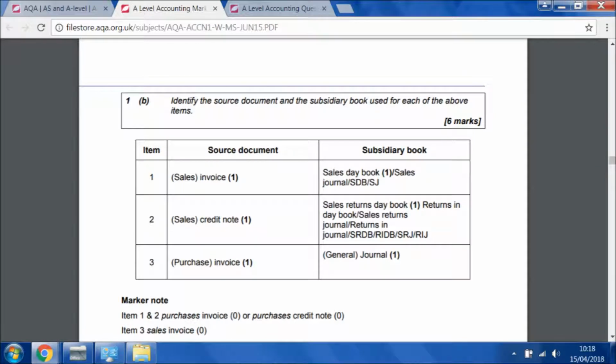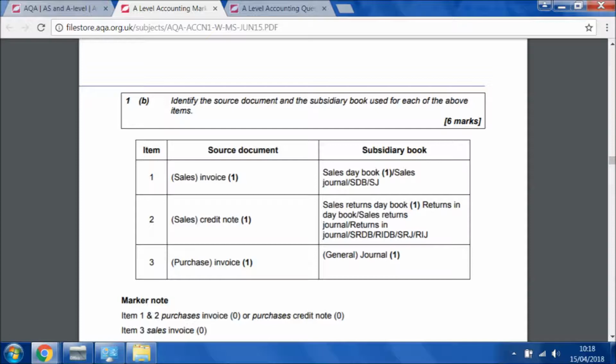The source document for item 1 now is a sales invoice. We are Richie Skipper and we sold something on credit, which is when we agree that a payment will be made at a later date. So we must issue a sales invoice to let the customer know that they owe us £195.